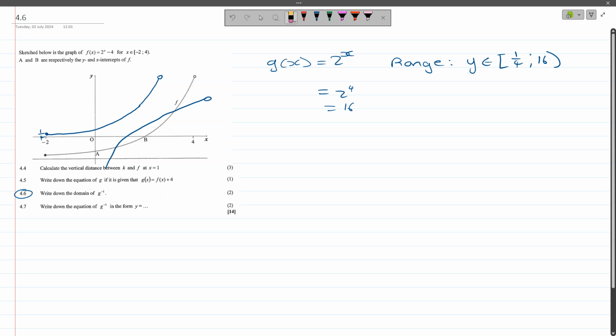So if this is the range of G, then for G inverse, the domain will be equal to this range. Therefore, we just write it in terms of x. We say x is an element of all numbers between 1 over 4 and 16 non-inclusive. So over here we can see that would make sense. This would roughly be somewhere 1 over 4, and this would be somewhere 16. Of course, my diagram is not drawn to scale, but that is what it would look like.